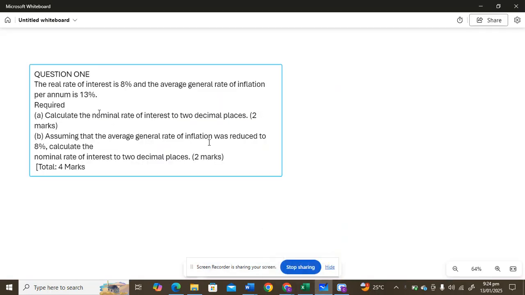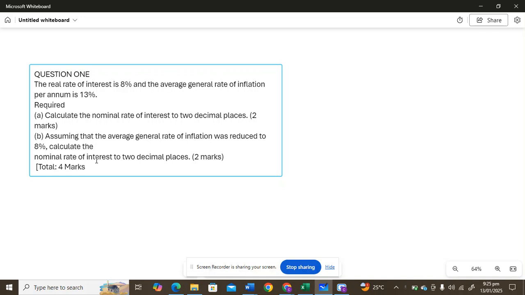All right, so we have a question here. It says the real rate of interest is 8%, and the average general rate of inflation per annum is 13%. That allows us to calculate the nominal rate of interest to two decimal places, and assume the average general rate of inflation was reduced to 8%.